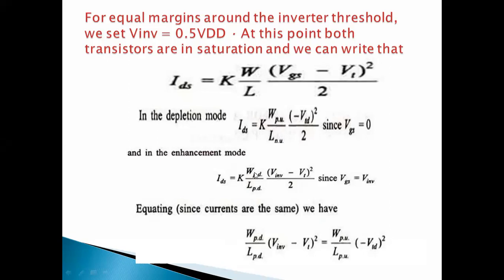So IDS equal to K times WPD divided by LPD times (V inverse minus VT) whole square divided by 2, because VGS equals the input voltage, which we are considering as V inverse, that is 0.5 VDD. So VGS equal to V inverse equal to 0.5 VDD for the enhancement mode device. Here, just equate these two equations.